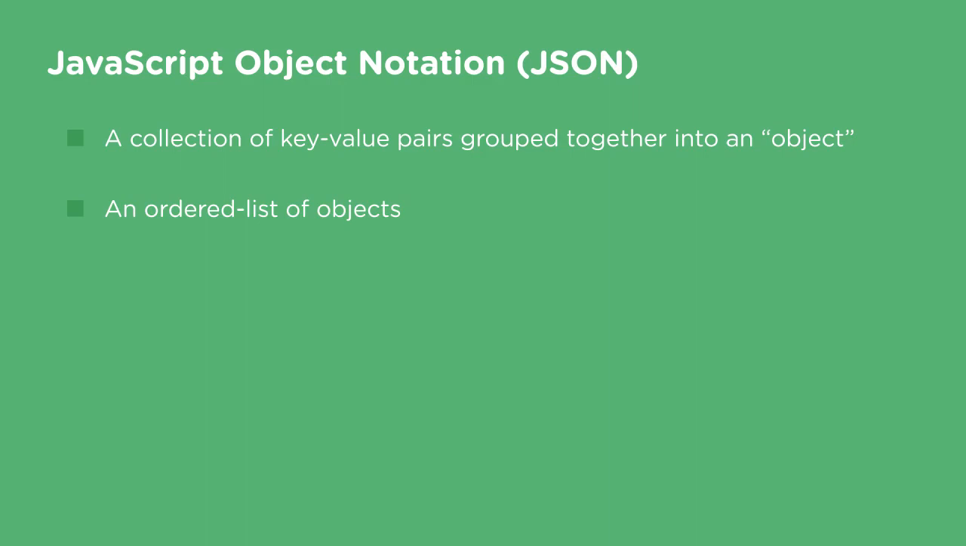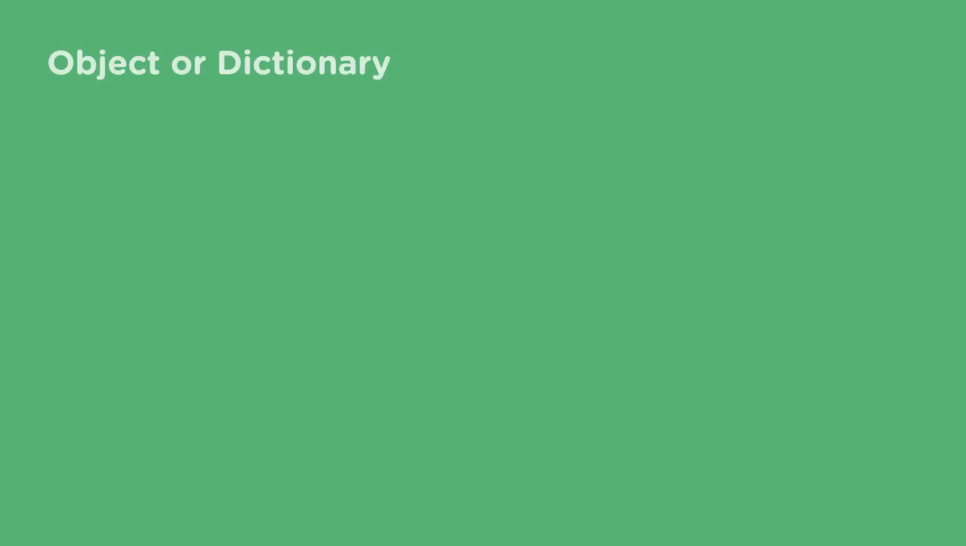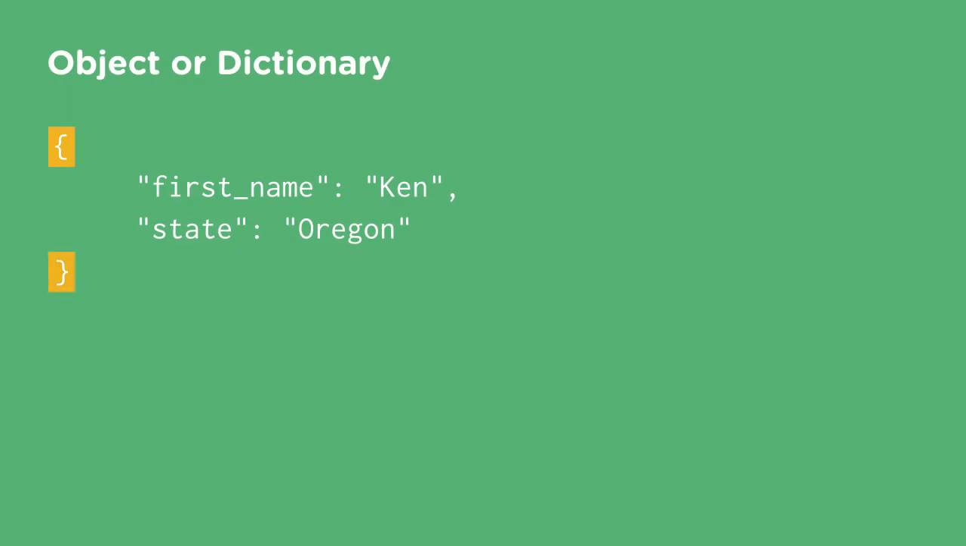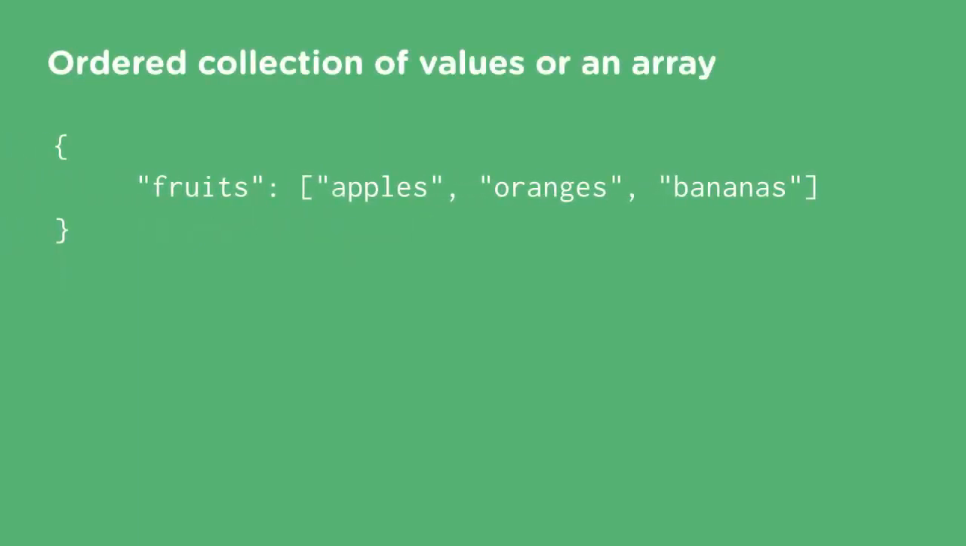As such, it makes a lot of sense to use JSON as a data format with its interchangeability with different languages. If the JSON data is an object or dictionary, it begins with a left curly brace and ends with a right curly brace. Each key in the key value pair is followed by a colon, and key value pairs are separated by commas. On the other hand, if the object is an ordered collection of values, or an array, it begins with a left bracket and ends with a right bracket, with each value being separated by commas.